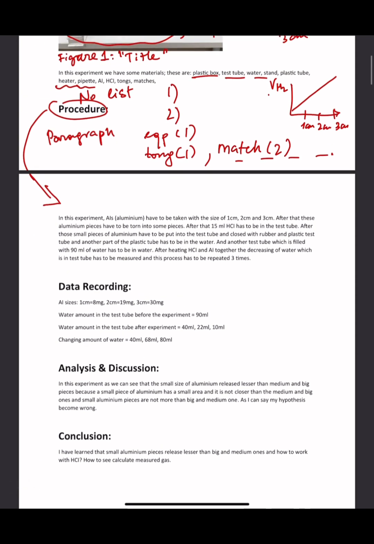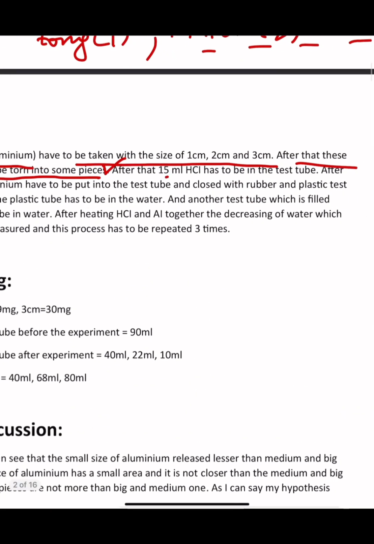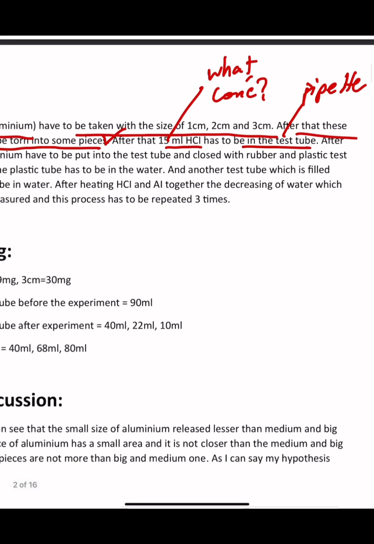In the procedure part, in this experiment, aluminiums have to be taken with the size of... OK. After this, aluminium pieces have to be torn into some pieces. Okay, this is good, we have done it. After that, 15 ml of hydrochloric has to be in the test tube. How it has to be? Like, you need to actually pour it, you need to say that a pipette is used. Okay, pipette is used. And then 15 milliliter of hydrochloric acid. What concentration? You didn't even say what concentration of hydrochloric acid there has to be.